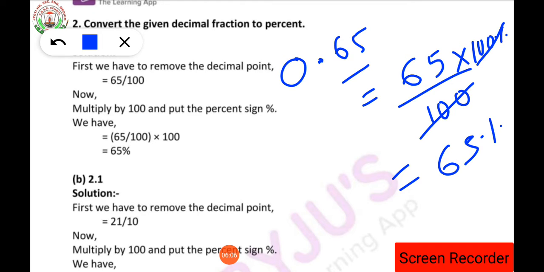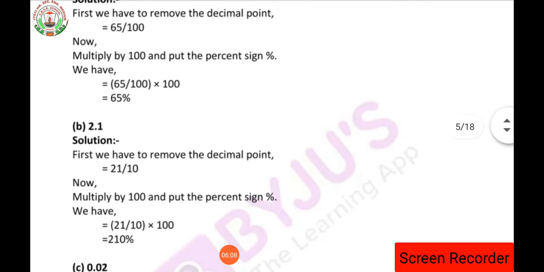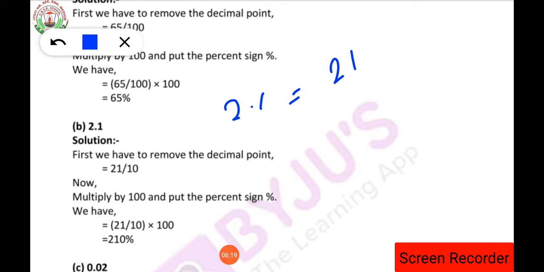In the same way, the next question is the B part. What is the number we are having? That is 2.1. After the decimal, how many numbers are there? One number is there. So the decimal 2.1 will be written in the form of a fraction as 21 upon 10.